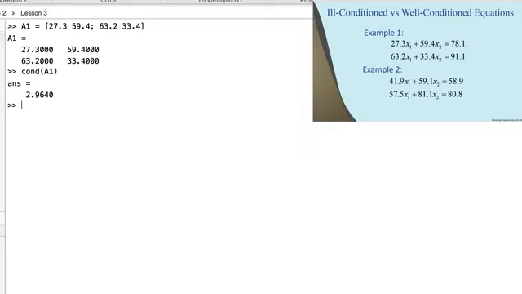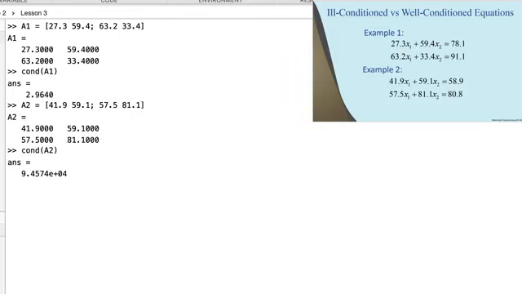Okay, so the condition number of the matrix for the first set of equations, which I've called A1, is 2.9640. Now let's do the second set. Okay, well, A2's condition number is 94,574, and that's a lot bigger than 2.964. So which one of these is ill-conditioned?